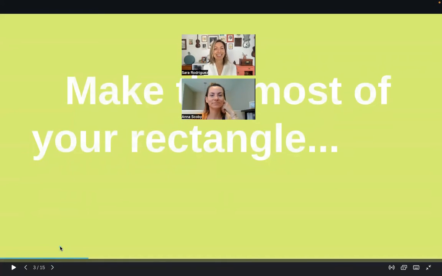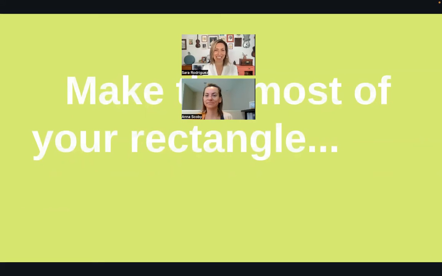Okay, make the most of your rectangle. And Anna, I know you know what I mean by rectangle. It's these little rectangles that we live in on Zoom, right? This is our little home. Spaces are hugely important for humans, and on Zoom, this is the space that you're given. So we have to make the best of it, right?